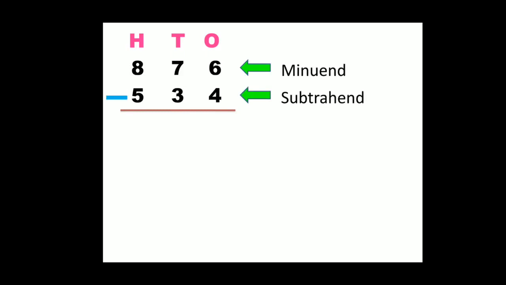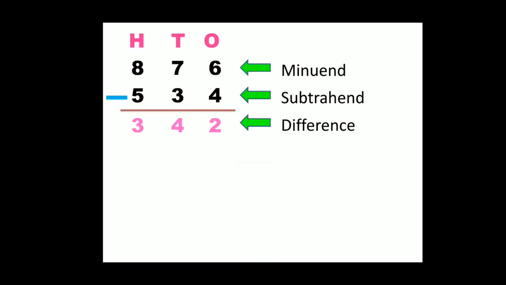So at ones place we have 6 minus 4, which is equal to 2. At tens place we have 7 minus 3, which is equal to 4. And at hundreds place we have 8 minus 5, which is equal to 3. And this number, that is 342, is known as difference.